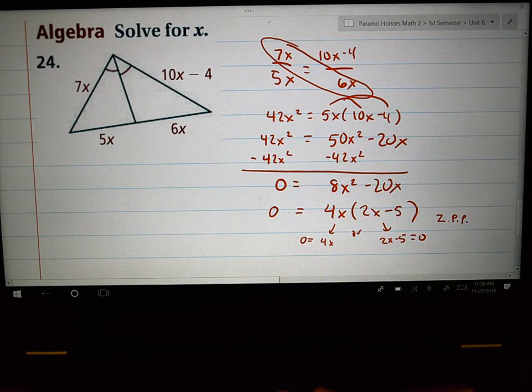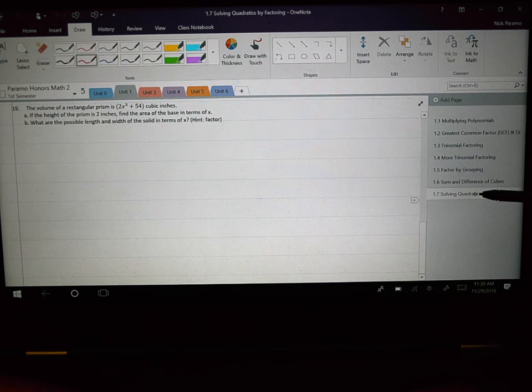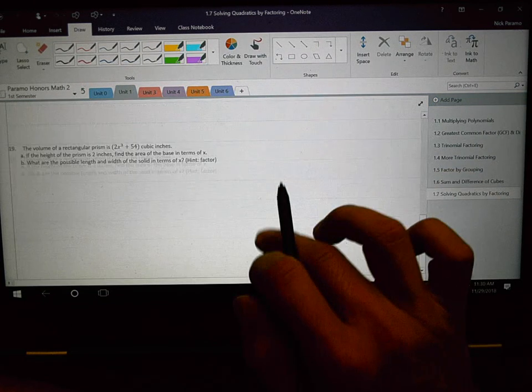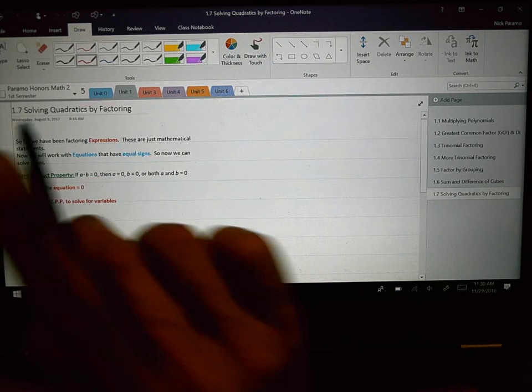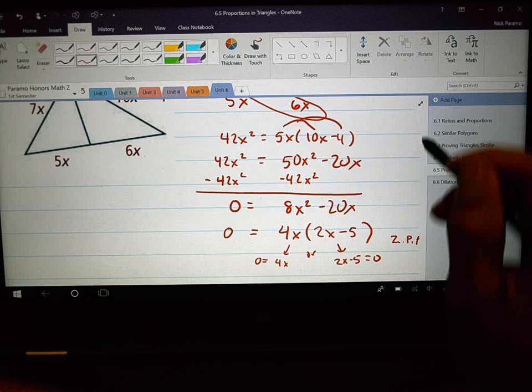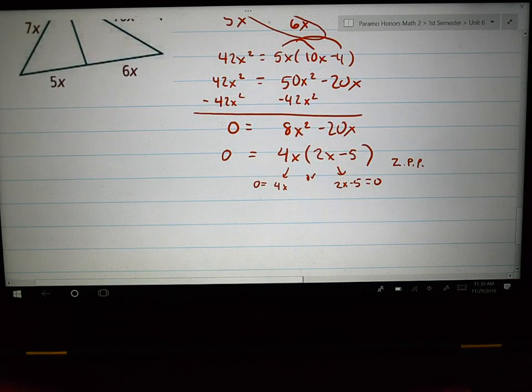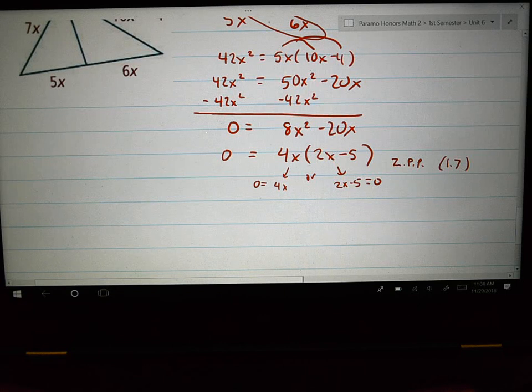If you've forgotten, this is something we learned way back. I want to say it was 1.6. I'm not quite sure. Let me double check real quick. Solving quadratics by factoring. Yeah, no, 1.7. I was so close. That was off the top of my head too, by the way. I'm impressed that I remembered that. It's in the 1.7 notes in case you wanted to go back and look it up again.